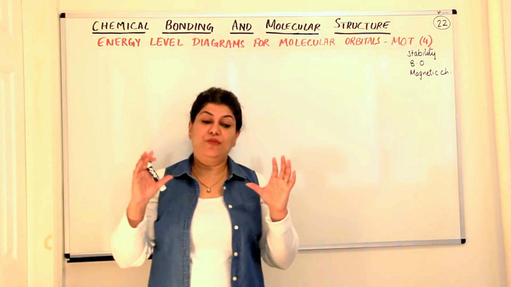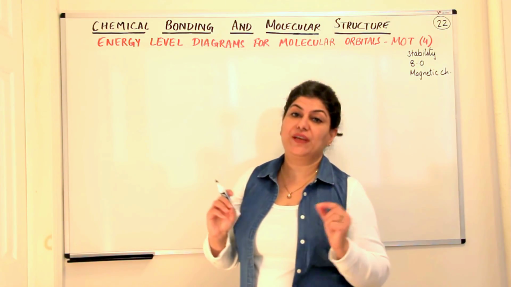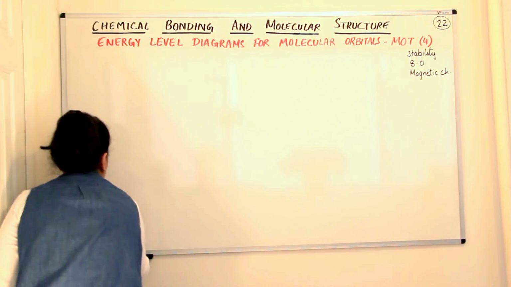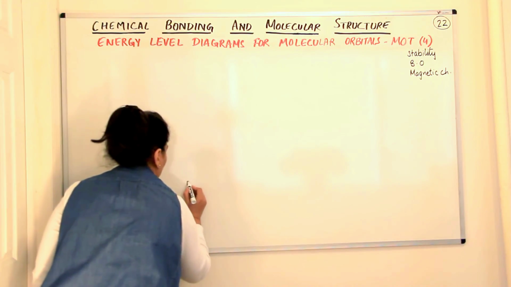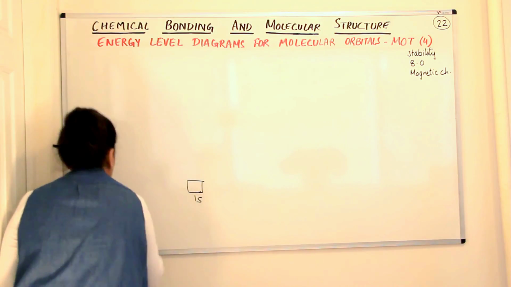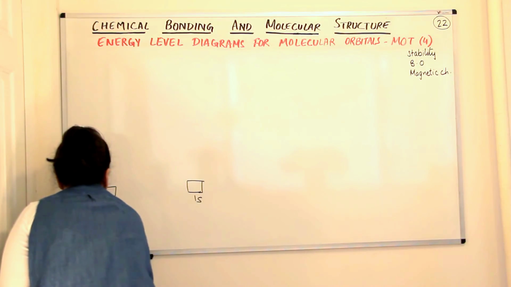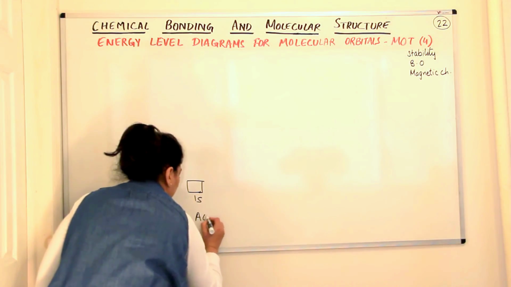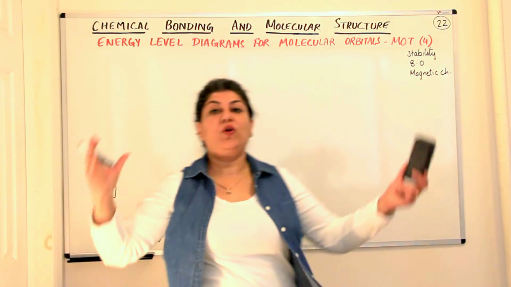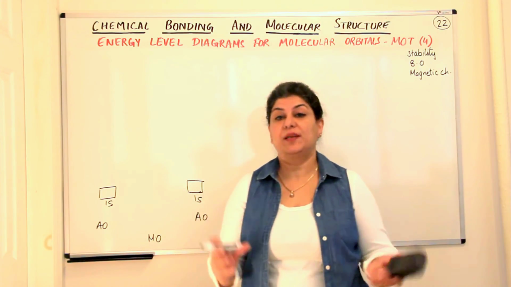So if you take two hydrogen atoms, let us write down the atomic orbital configuration of hydrogen. Let us take that, make two atomic orbitals. This is the 1s atomic orbital of one atom and 1s atomic orbital of the other atom. So here are the atomic orbitals, and in the middle, when these two atomic orbitals combine, we'll be drawing the molecular orbitals in between.